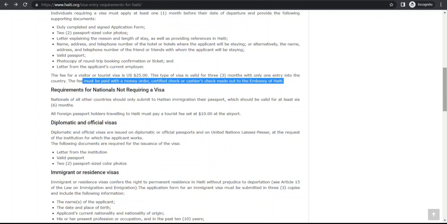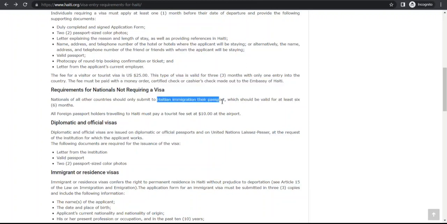Now for all other nationals, those who don't need a visa, they can travel based on their passport, and they will be submitting their passport to the immigration officer where they land, for example the airport. It should have a validity of at least 6 months, but they also have to pay $10 at the airport as a tourist fee.